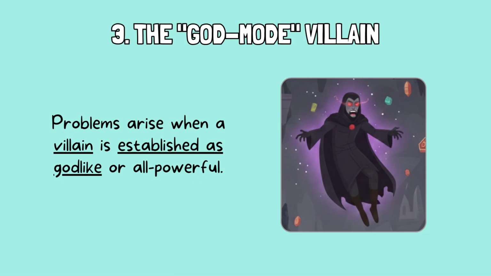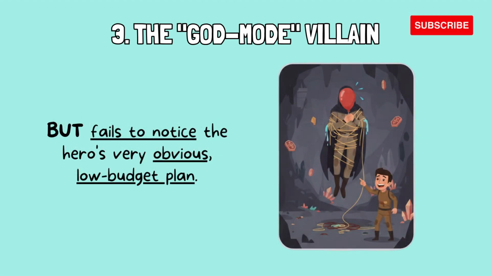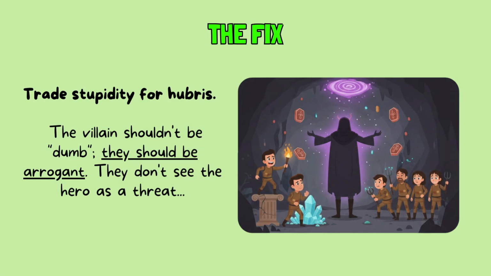Number 3, the God mode villain. We love a high-stakes antagonist, but problems arise when a villain is established as godlike or all-powerful, yet fails to notice the hero's very obvious low-budget plan. If the villain is smart enough to take over the world, they shouldn't be dumbed down just so the hero can win. The fix: trade stupidity for hubris.